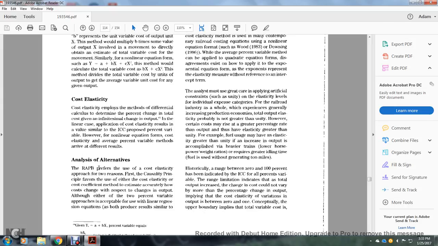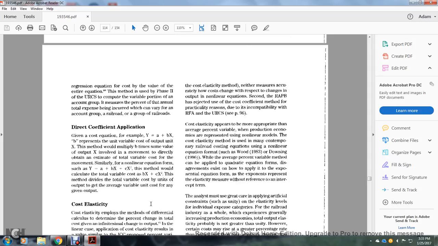Analysts of the Railroad Accounting Principles Board prefer the use of the cost elasticity approach for two reasons. First, causality principles favor the cost elasticity method to estimate accurately how the cost changes with respect to change in output, although either percent variable approach is acceptable for use with linear regression equations, as both produce results similar to the cost elasticity method. Neither measure accurately shows how the cost would respond to output in the nonlinear equation. Second, the Railroad Accounting Principles Board recorded the cost elasticity method for the practical reason that its impact is compatible with Rail Form A and the Uniform Railway Costing System.